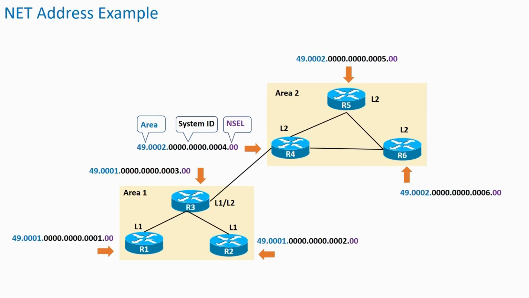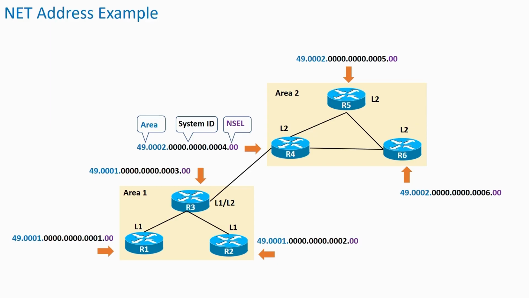Now that we have understood the format of the NSAP address, let's see some examples of the network entity title addresses. Let's consider this simple topology with 6 routers. So router 1, router 2, and router 3 are members of area 1, while router 4, 5, and 6 are members of area 2. So let's focus on the network entity title address configured on router 4.